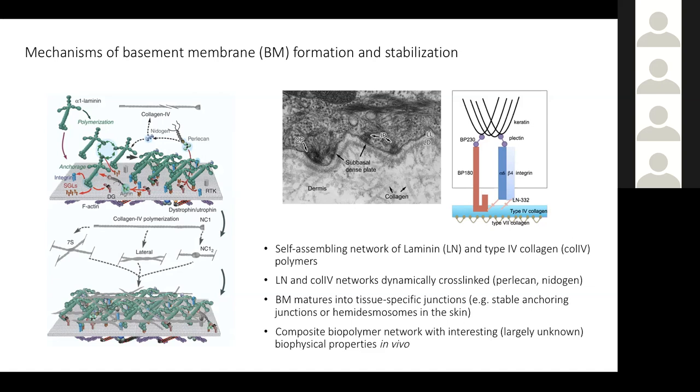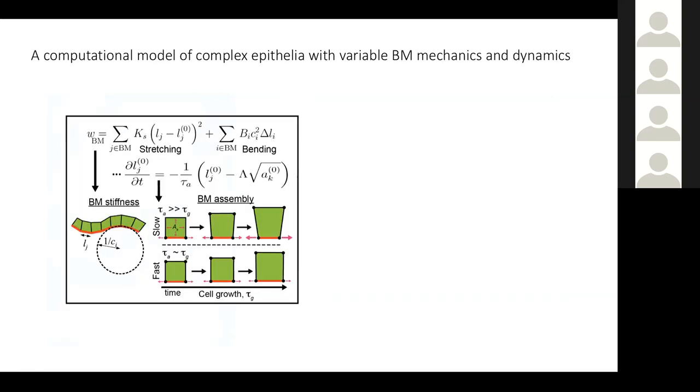we knew a lot about how these proteins behave biophysically by purifying them from tissue, maybe self-assembling them in vitro and measuring their properties. But what the biophysical properties of these networks really were in the in vivo tissue was largely still a mystery when we started this work. So that was what we set out to do next. First, I'll describe the modeling aspect of it, and then we'll go into the measurements.